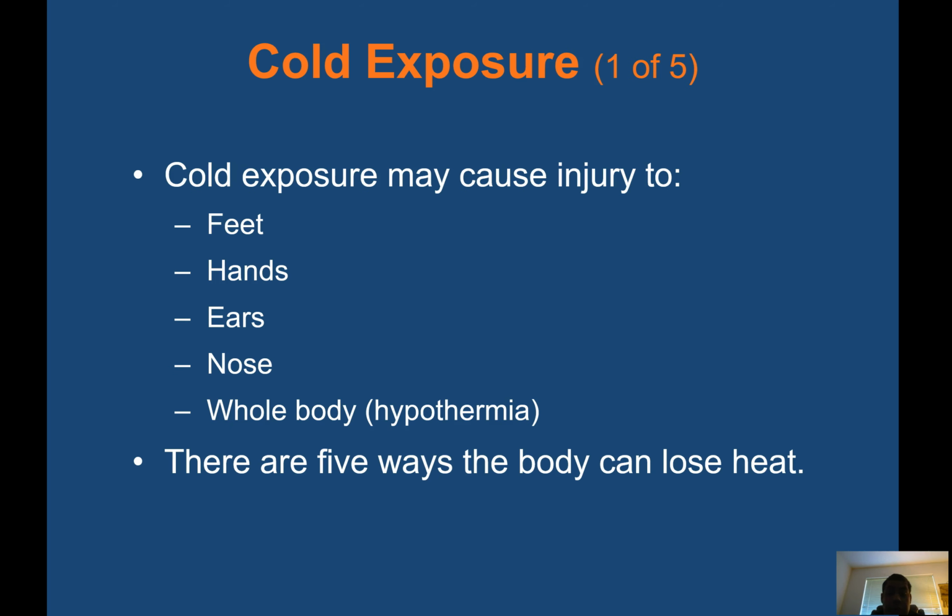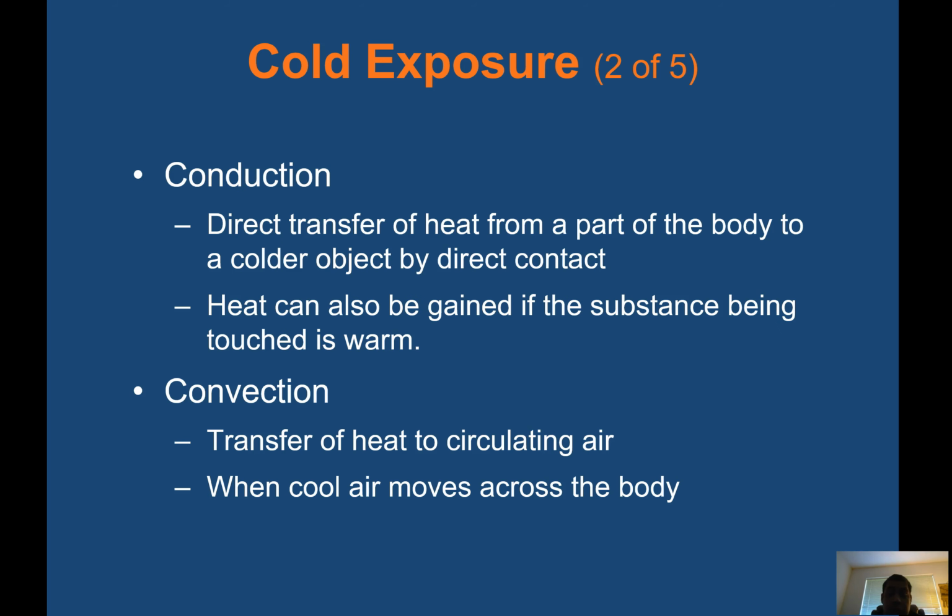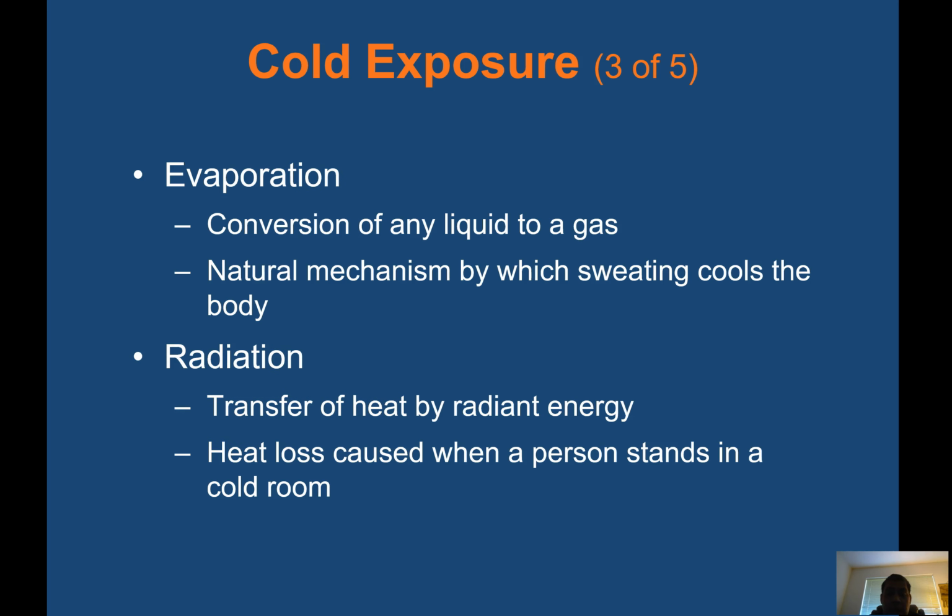Cold exposure may cause injury to feet, hands, ears, nose, or the whole body, as in hypothermia. These are 5 ways the body can lose heat. Conduction: direct transfer of heat from a part of the body to a colder object by direct contact. Heat can also be gained if the substance being touched is warm. Convection: transfer of heat to circulating air when cool air moves across the body. Evaporation: conversion of any liquid to a gas, the natural mechanism by which sweating cools the body. Radiation: transfer of heat by radiant energy, heat loss caused when a person stands in a cold room.